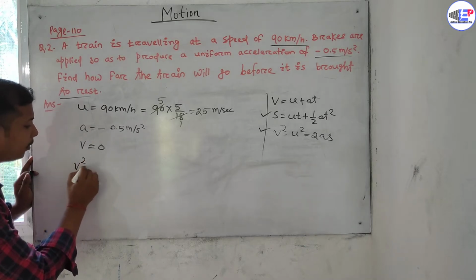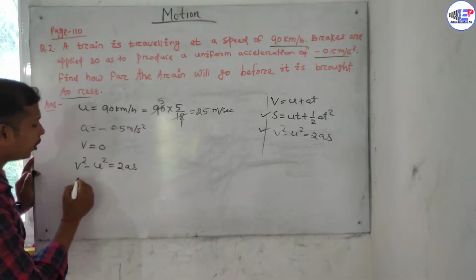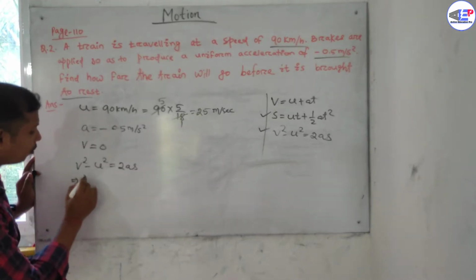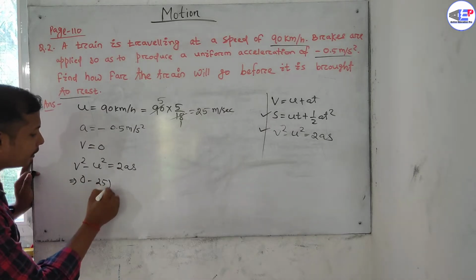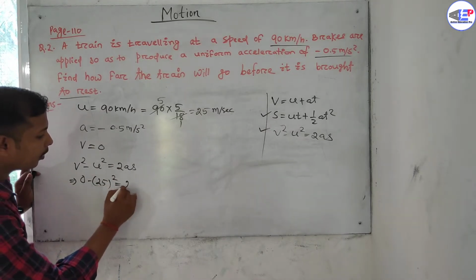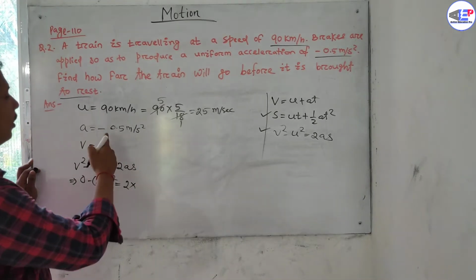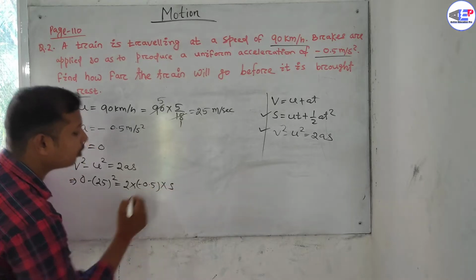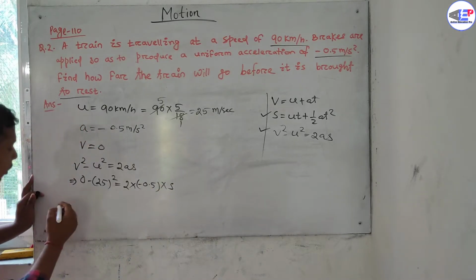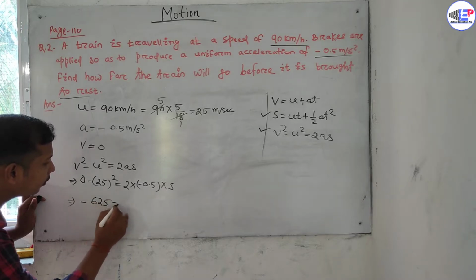The formula is v square minus u square is equal to 2as. Here v is 0, u is 25, which is equal to 2 into a. Here a is minus 0.5 and s. You have to calculate the value of s. Here it will give minus 625.